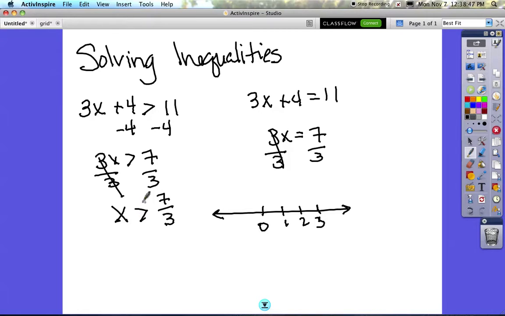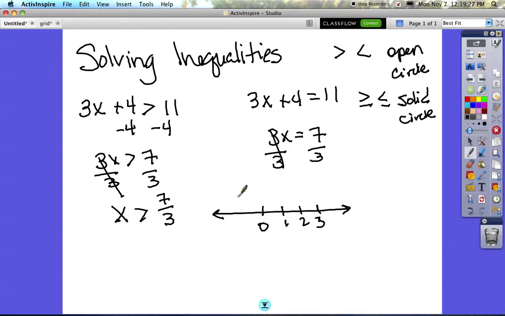So, do you remember from any lessons before anything about whether it's an open or closed circle? If it's not equal to, it's an open circle. So you might want to write these down. Remember how we did an open line or a dashed line? Okay. If it does not have an equal to, it is an open circle. And if it has an equal to, it is a solid circle.